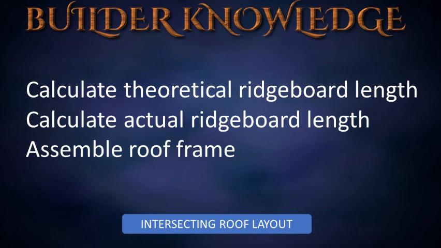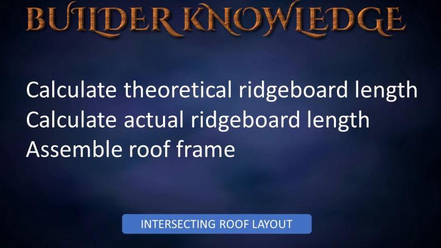Calculate the theoretical ridgeboard length. Calculate the actual length of the ridgeboard. When common rafters are placed at the ends of the ridgeboard, increase the theoretical length of the ridgeboard at each end by 1/2 the thickness of the common rafters. When no common rafters are placed at the ends of the ridgeboard, the theoretical length of the ridgeboard must be increased at each end by 1/2 the 45-degree thickness of the hip rafter plus 1/2 the thickness of the ridgeboard.